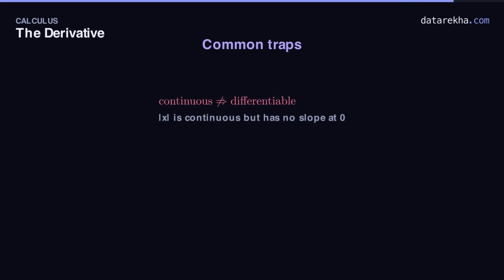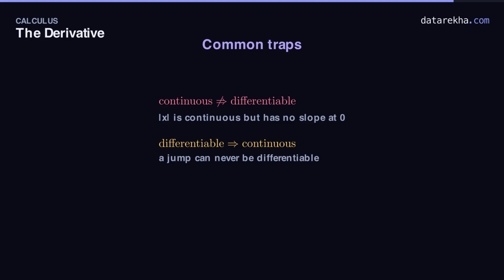Trap 1. The big one. Assuming continuous means differentiable. It doesn't. The absolute value is continuous everywhere, yet has no slope at its corner. Smoothness is a stronger demand than unbrokenness. Trap 2. Forgetting the arrow that does hold. Differentiable always implies continuous, so its contrapositive is a free test. If a function jumps, stop.